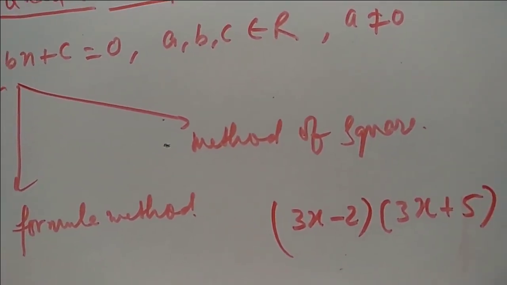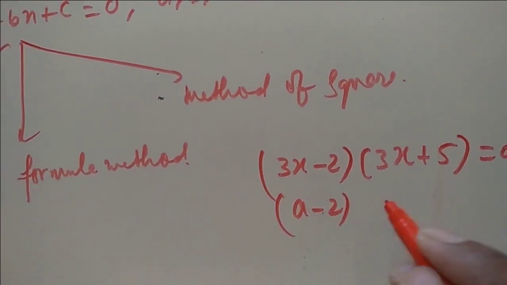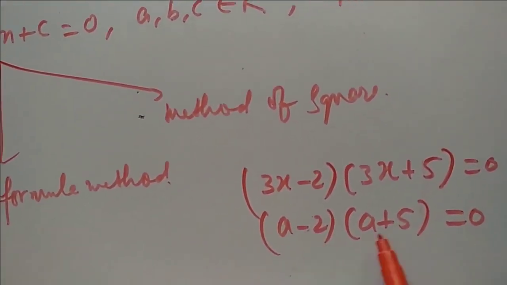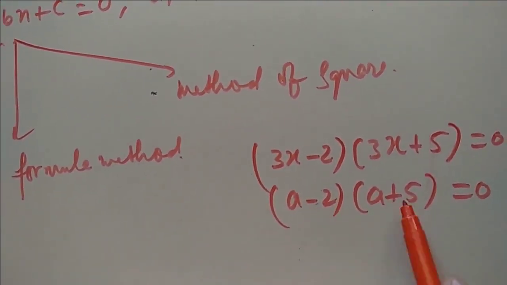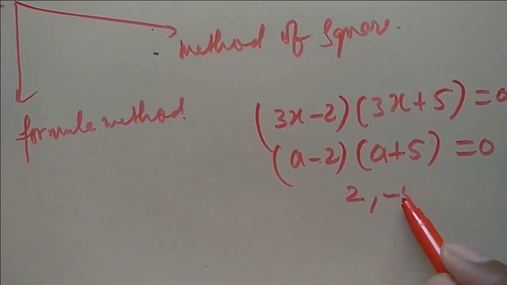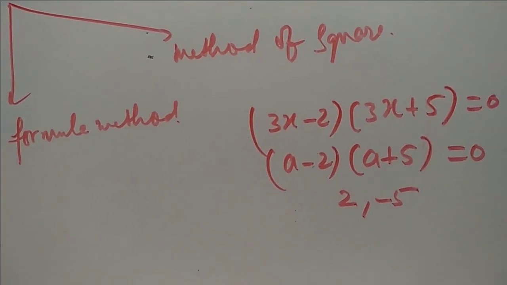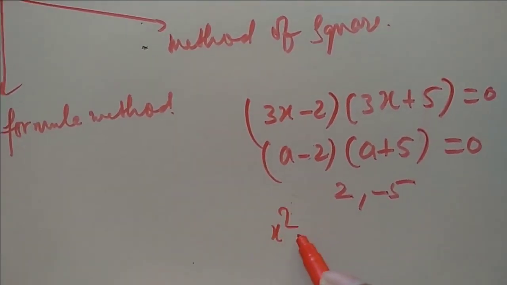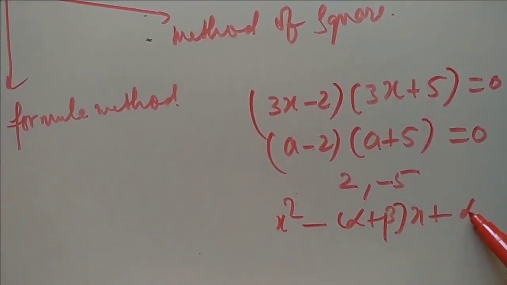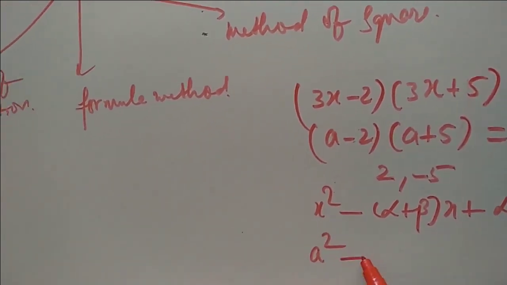Suppose I just take 3x minus 2 and 3x plus 5 equal to 0, just to take it as a product of two binomial expressions. I let a equal to 3x, so this will become a minus 2 and a plus 5. So this will become x square, means a square. Now this is 2 and minus 5. If you just find the solution, either a is 2 or a is minus 5. So you can say 3x equal to 2 and 3x equal to minus 5.